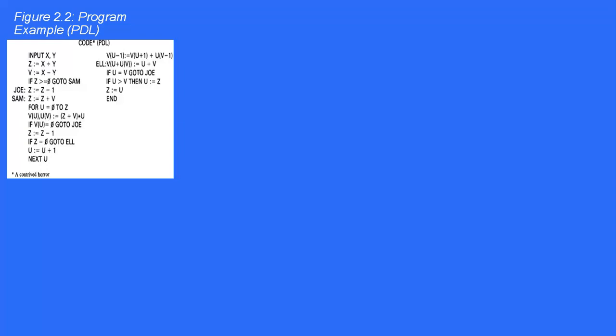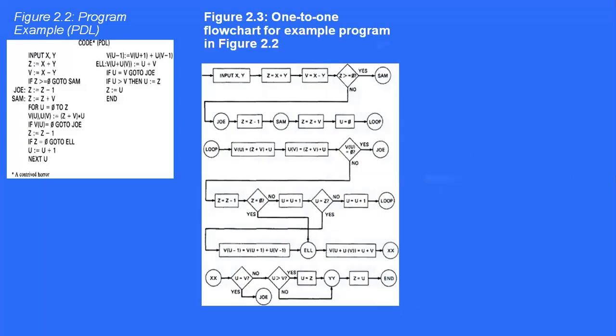To understand this, let us go through a small example. What we can see in this particular figure 2.2 is a program written in a Fortran-like programming language, which we call a program design language, PDL. This program's corresponding flowchart can be represented like this. The first step in translating the program to a flowchart is shown in this figure.